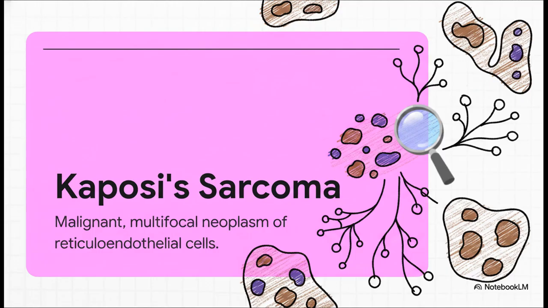Kaposi sarcoma is a malignant, multifocal neoplasm of the reticuloendothelial cells. During triage, you'll often spot it first as brown or purple patches on the patient's feet. From there, it spreads across the skin, metastasizing to the lymph nodes and viscera.